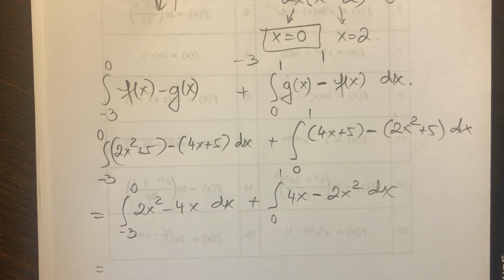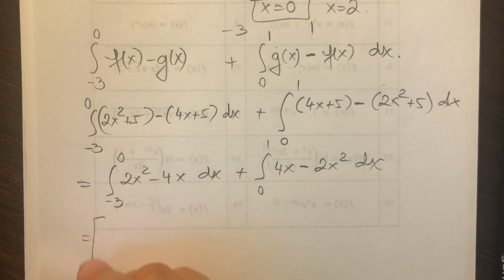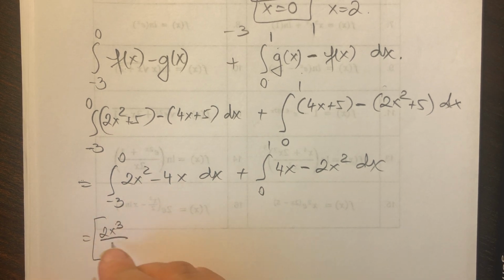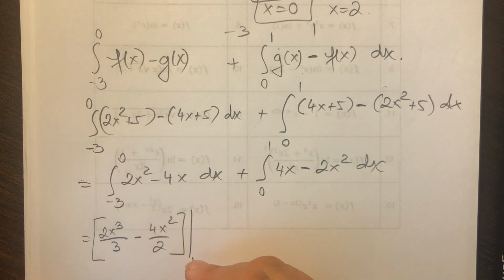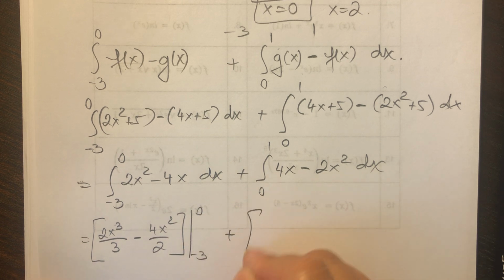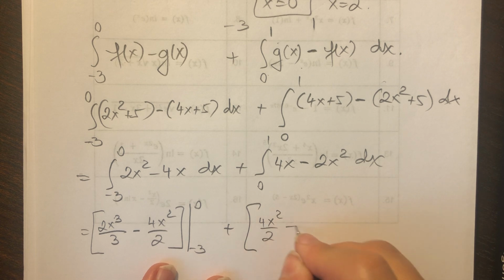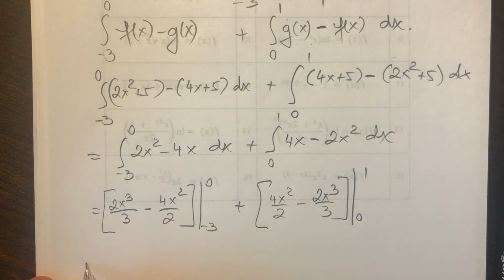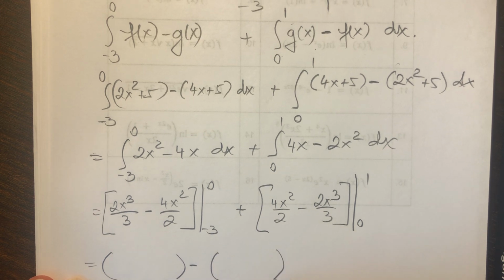So, there you go. Let's find the antiderivative. So it's going to be 4 separate parts. So it's going to be a what? 2x to the third over 3 minus 4x squared over 2 between -3 and 0. And then you have 4x squared over 2 minus 2x to the third over 3 to be evaluated between 0 and 1.